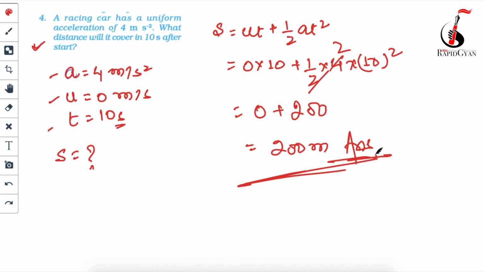It's a very simple question. You will have to read the question very carefully, and you will have to figure out which formula to use. That's it. Otherwise the simplification is very easy. Now let's go to the next question.